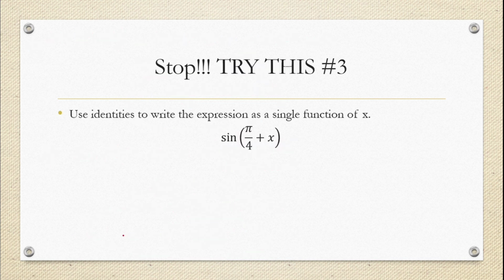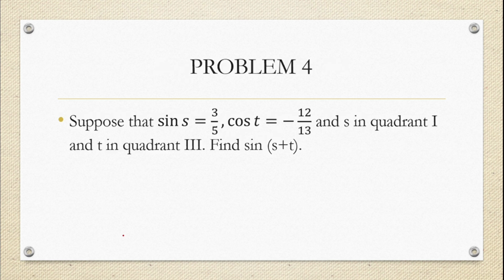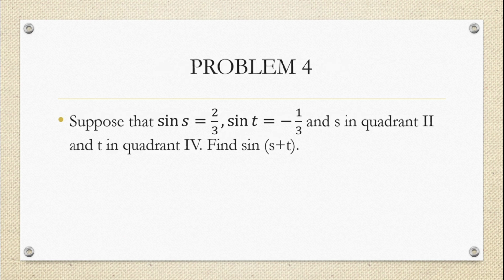Alright, so let's proceed now with stop. Try this number 3. Use identities to write the expression as a single function of x. Okay, so let's proceed now with number 4. Suppose that sine s is equal to 2/3 and sine t is equal to negative 1/3. S is in quadrant 2 and t is in quadrant 4. So find sine of s plus t. Alright, so let's have the solution.